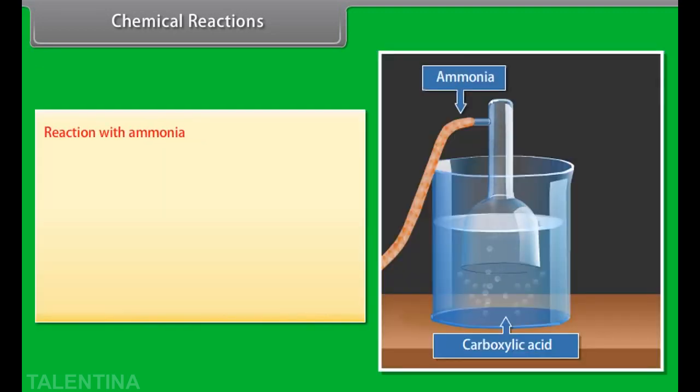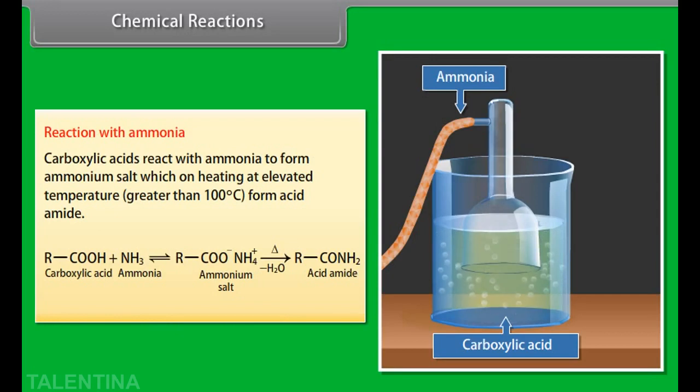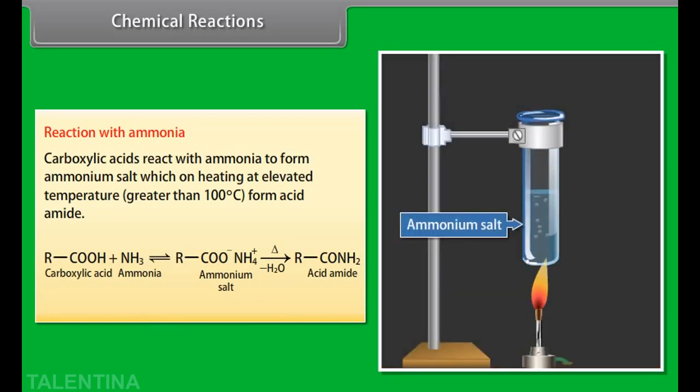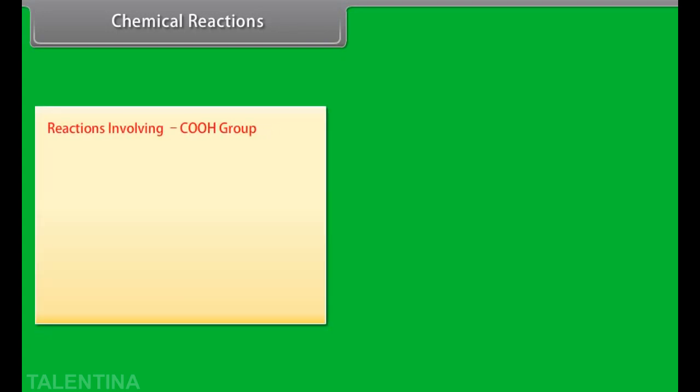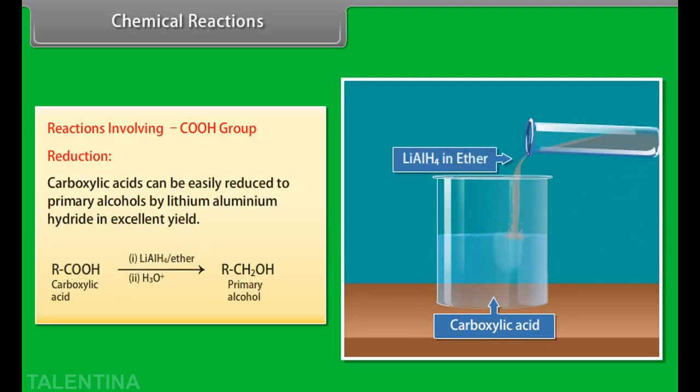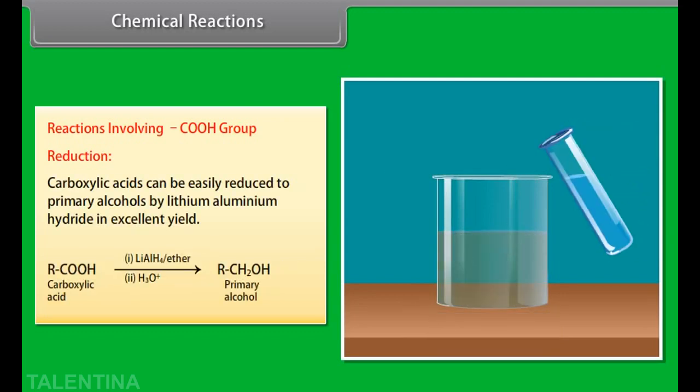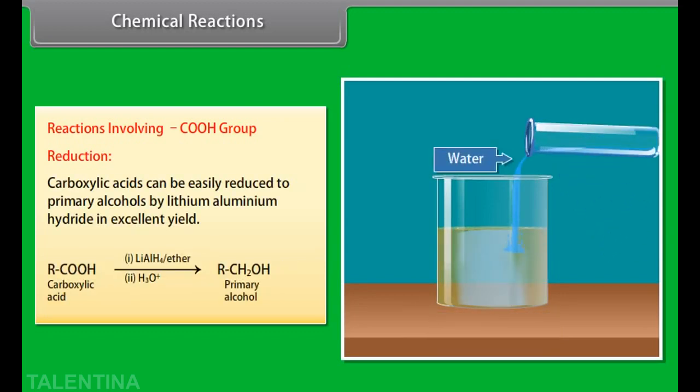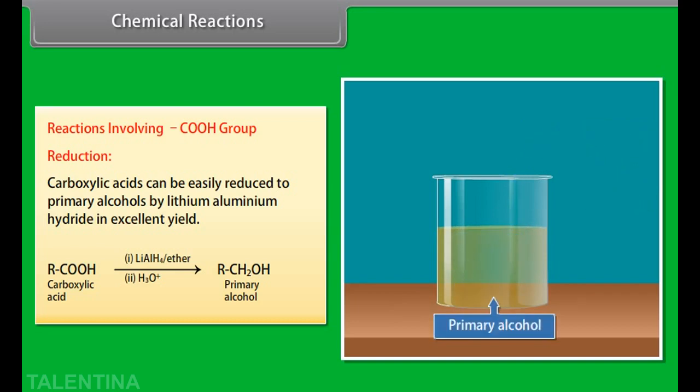Reaction with ammonia. Carboxylic acids react with ammonia to form ammonium salt, which on heating at elevated temperature, that is greater than 100 degrees Celsius, forms acid amide. Chemical reactions. Reactions involving carboxyl group. Reduction. Carboxylic acids can be easily reduced to primary alcohols by lithium aluminium hydride in excellent yield.